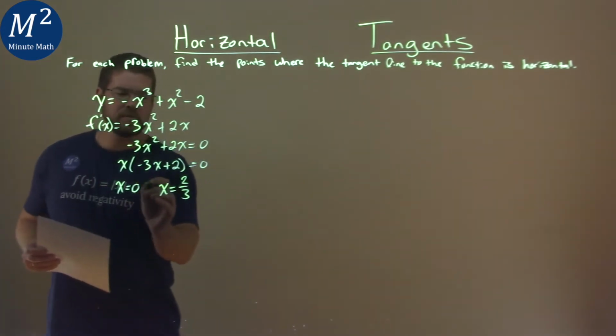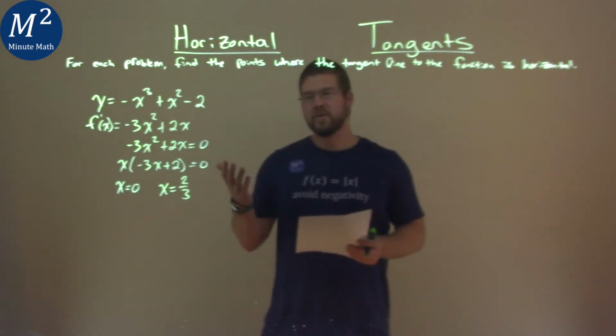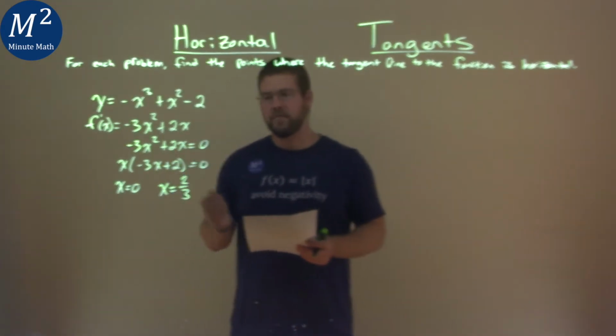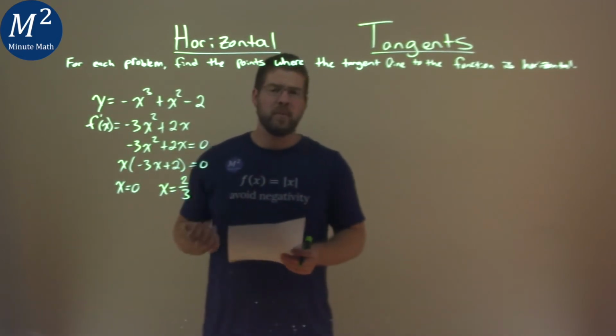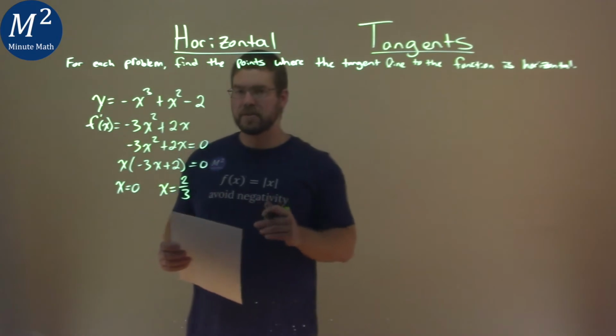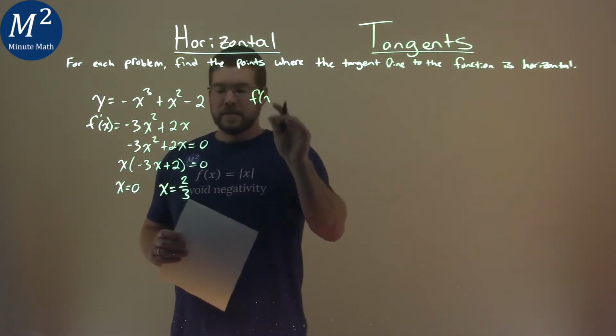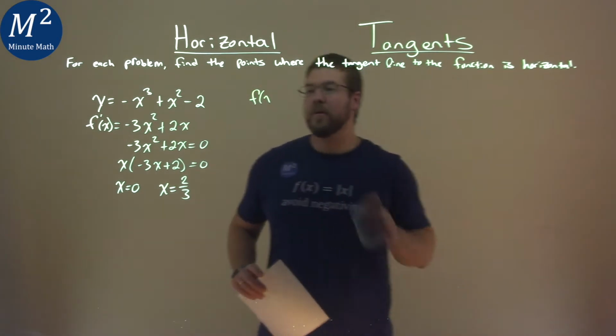So we have our two values right there, our x values, where we know we have a horizontal line as a tangent line for our function. But we want to find the coordinate point. So to do that, we take these points and plug them into our original function. Make sure it's the original function, f of x, not f prime of x. We're going to put 0 in for the original function.